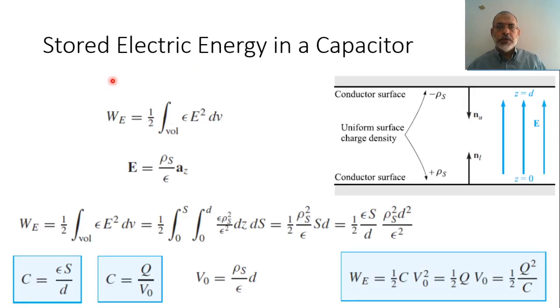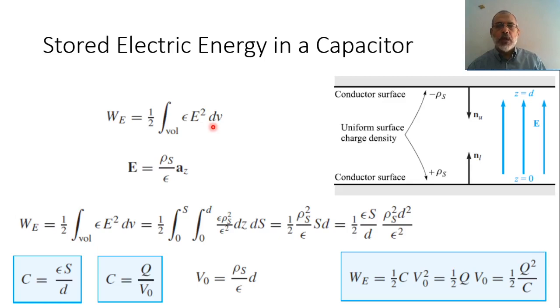Stored electrical energy in a capacitor. In chapter 4, the chapter of the potential and energy, we already proved that the stored energy in electric field can be obtained as half the integration over the volume of epsilon multiplied by the magnitude of the electric field squared, and we perform this integration over the volume.